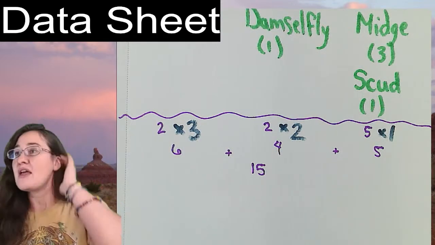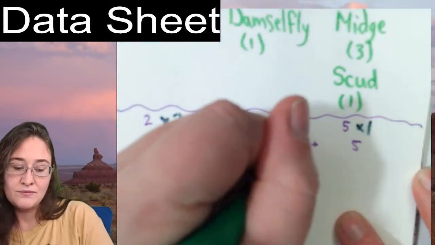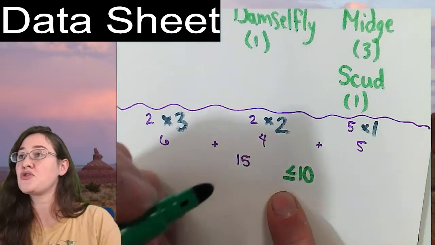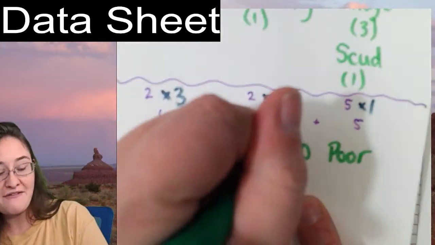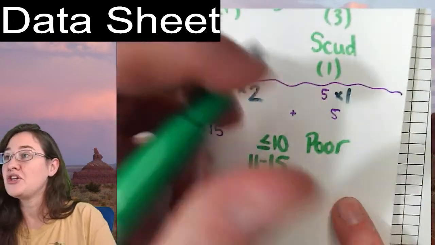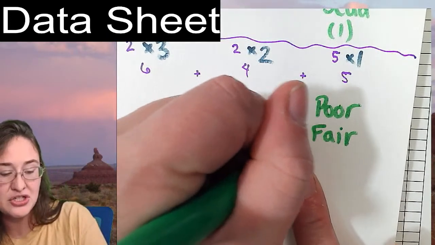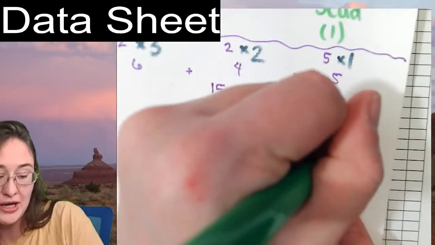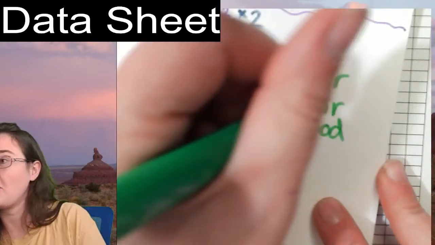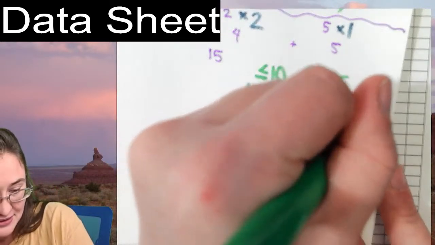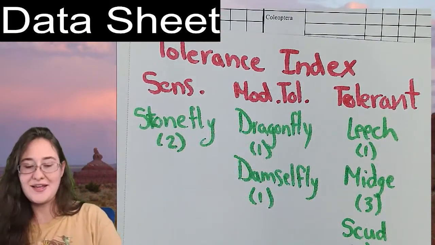So, if you have equal to or less than 10, we're going to call that poor. If you have 11 to 15, you can call that fair. If you have 16 to 21, you're going to be good. And then if you have 22 or more, you're going to call that excellent. And that is our tolerance index.